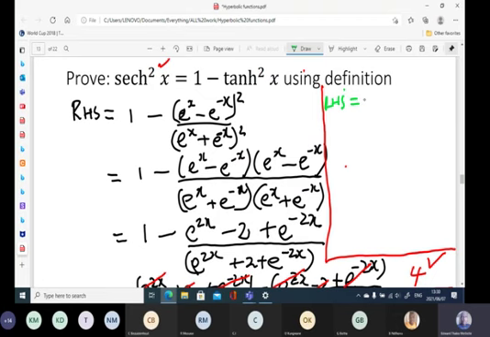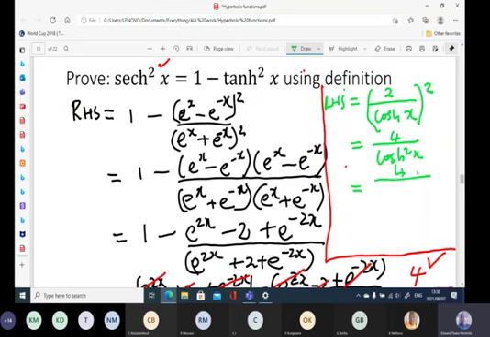This is equivalent to 2 over cosh x, and then you square this. Squaring this, we have 4 over cosh squared x. But what is cosh? Cosh is 4 over, I want to write it nicely. Let me check, seems like something is missing there.